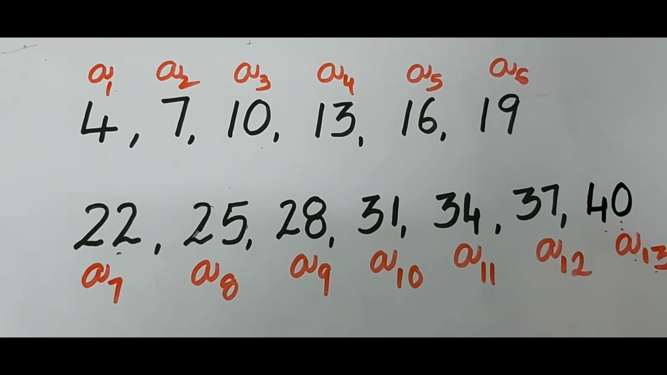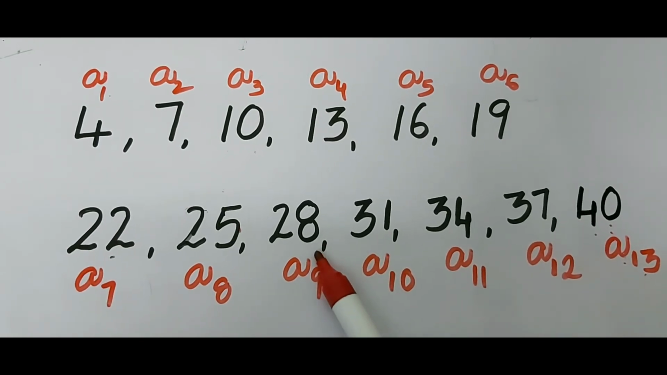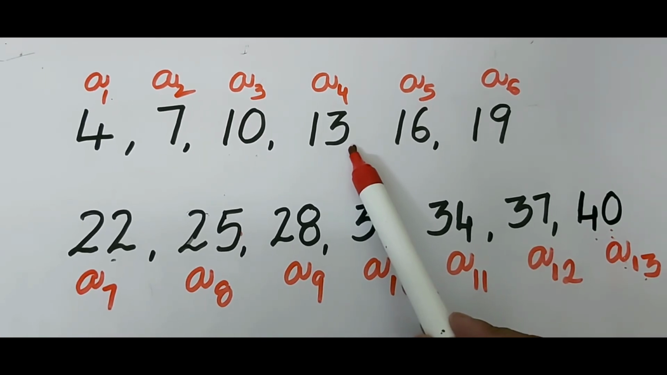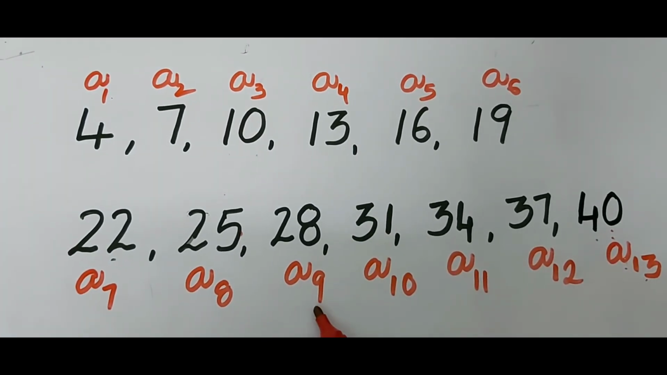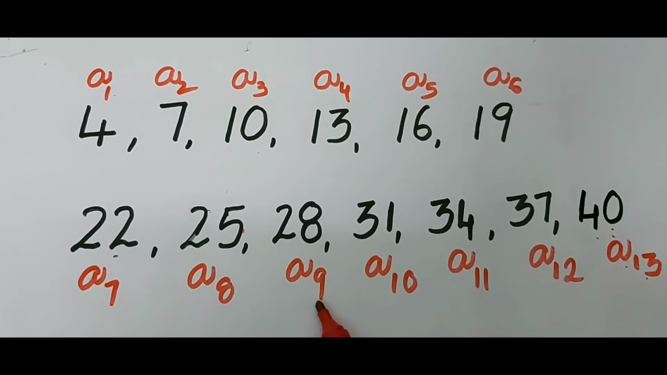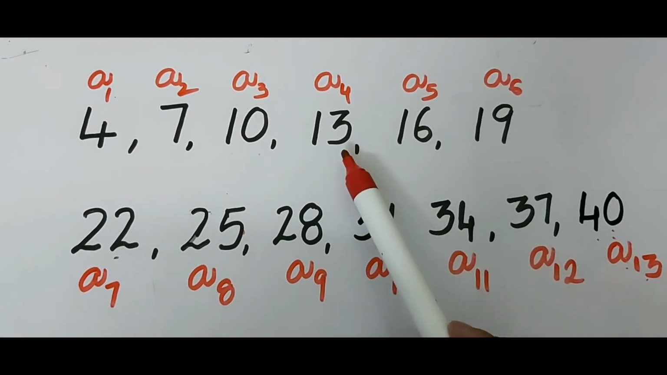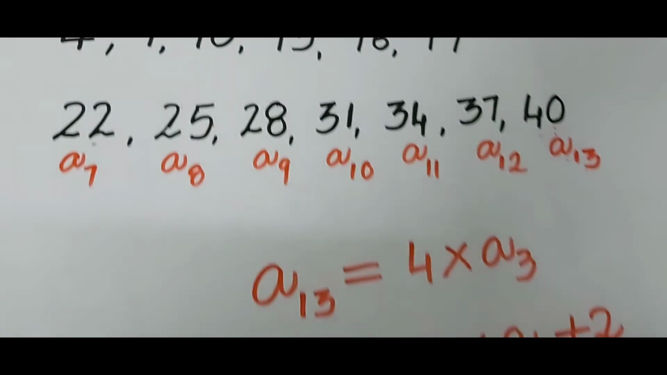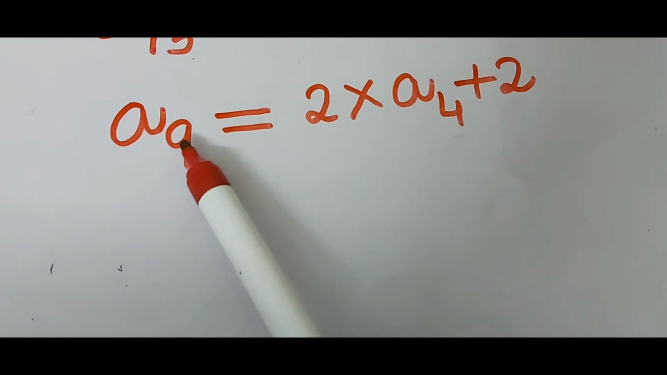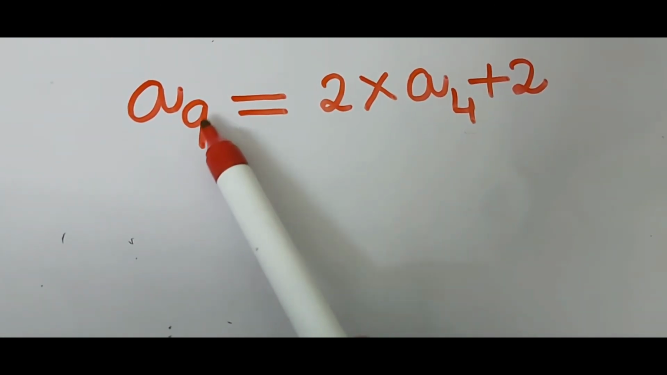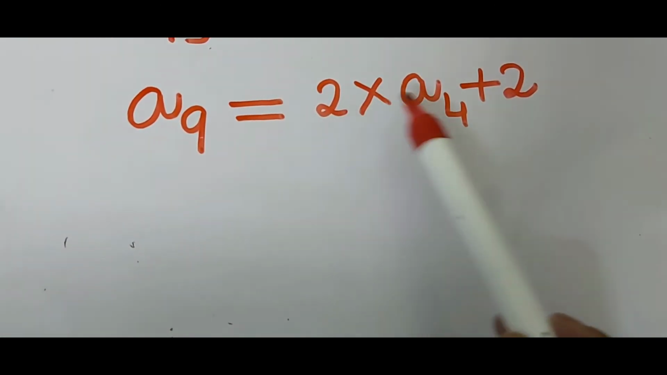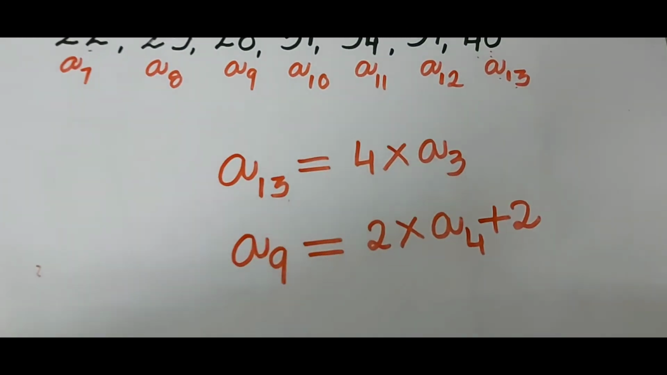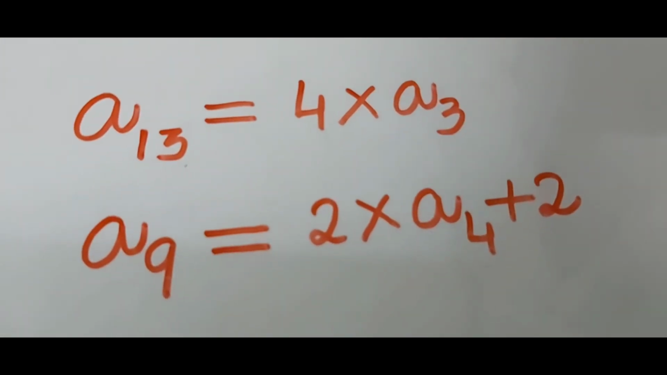For the next condition, I have taken the 9th term and the 4th term. The condition is the 9th term exceeds twice the 4th term by 2. That is, the 9th term is 2 more than twice the 4th term. Based on these two conditions, we can create a problem.